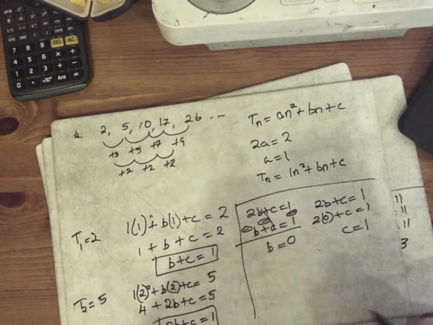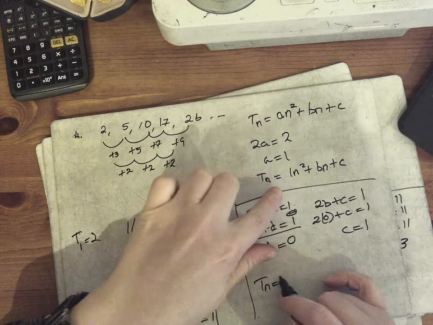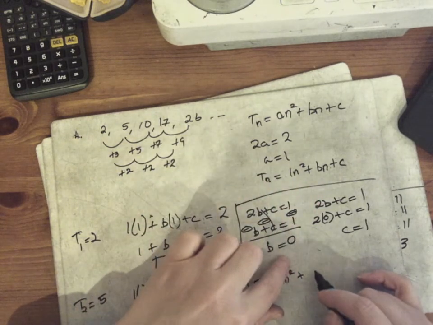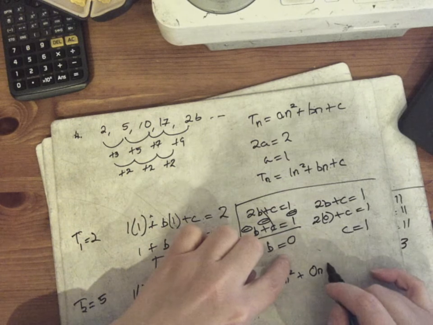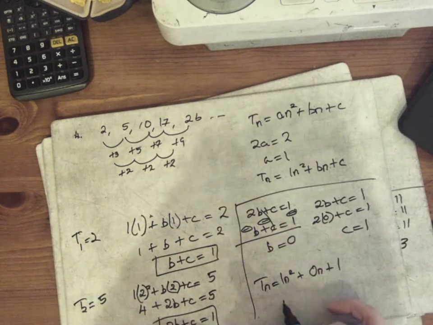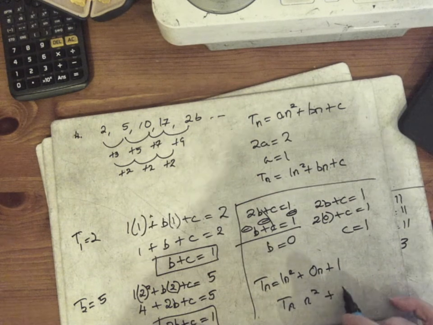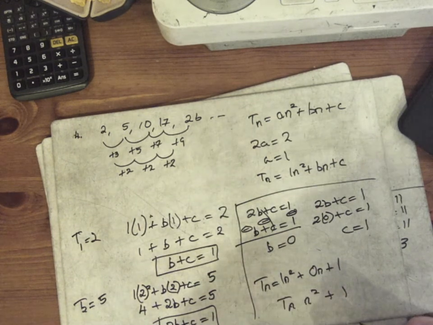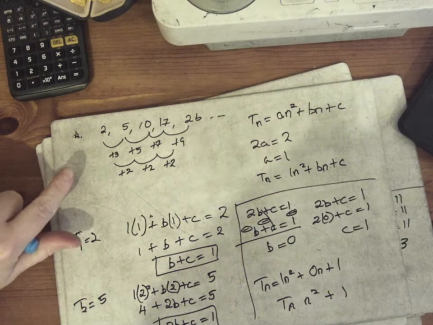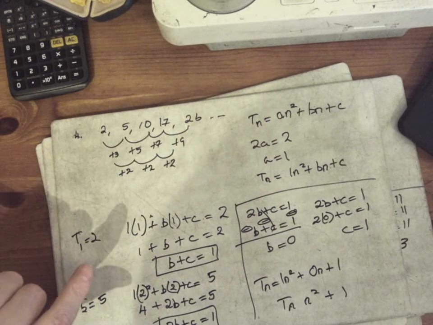Okay, so you fill in: Tn is equal to 1n squared plus bn, b turned out to be 0, so 0n plus c, and c turned out to be 1. If you just want to write that, it's n squared plus 1, because 0n is nothing. And that's the end of last night's homework. Just please be aware I did 264 instead of 246, so just keep an eye on that.